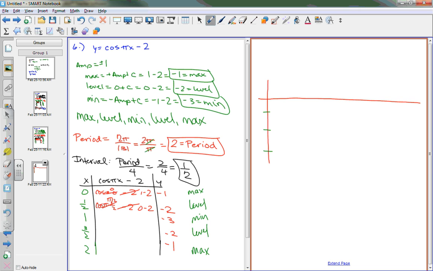So on my x-axis, I need to start labeling those points. So that's going to be 1/2. That's going to be 1. That's going to be 3/2. And this is going to be 2. Do we see that? Yes or no?